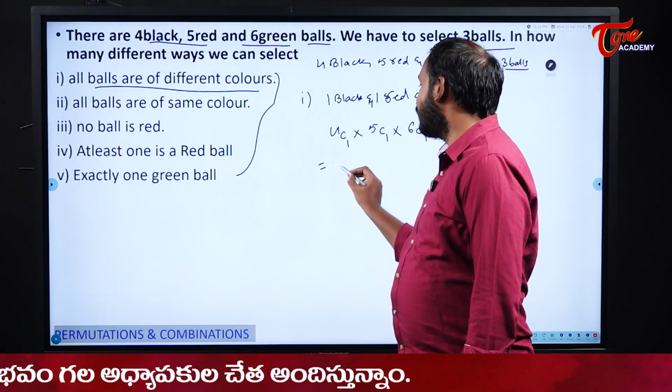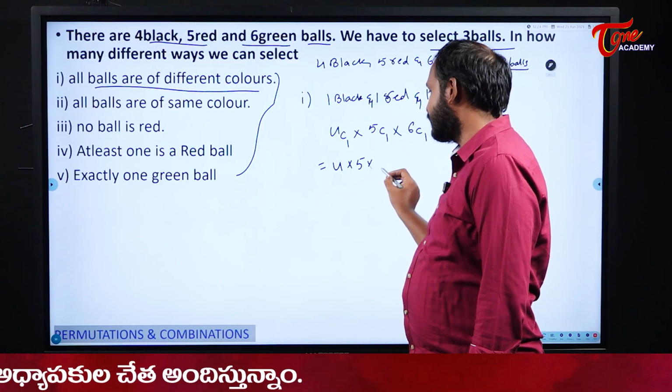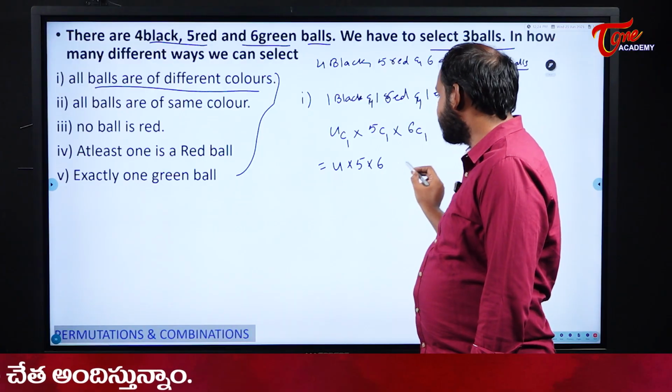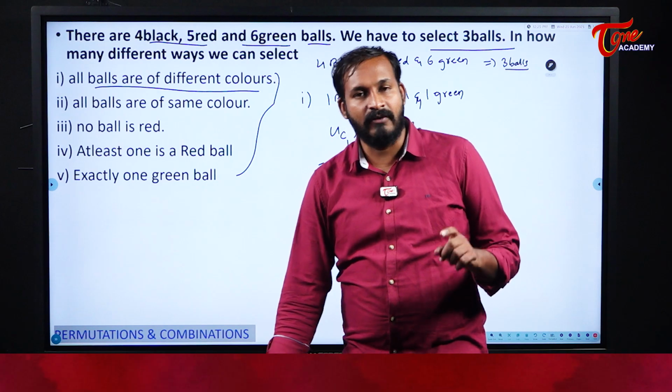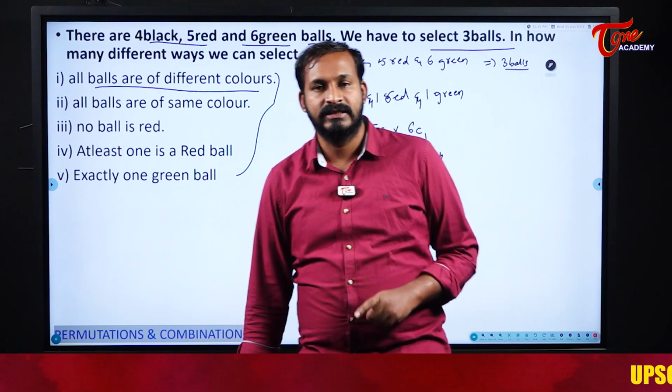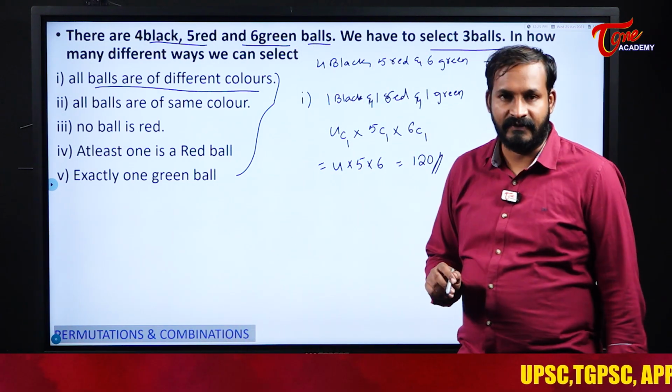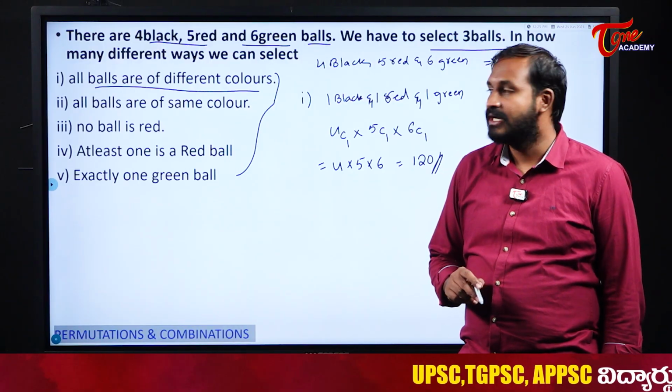So overall it becomes 4 into 5 into 6. 4 5s are 20, 20 6s are 120. So in how many ways can I choose one ball of each different color? In 120 different ways I can select them.